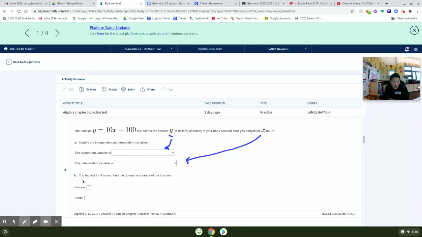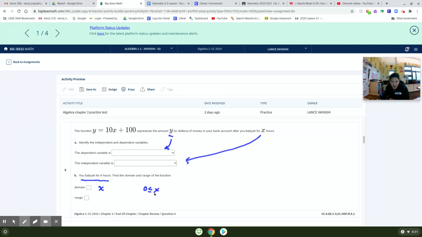And then on part B, you babysit for 4 hours. You want to find the domain and the range of the function. So if you babysit for 4 hours, the domain is x, and then you have to think about all the possible values of x. I know that this is not a graph, but the minimum or lowest number of hours that you could babysit is 0. So x is greater than or equal to 0.